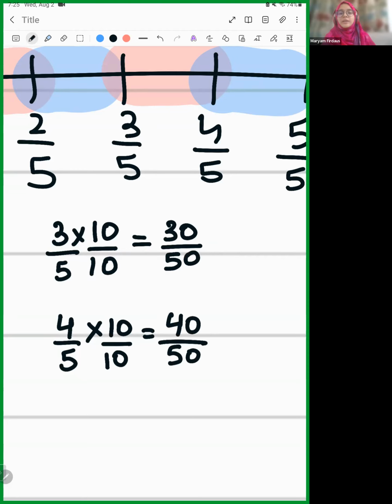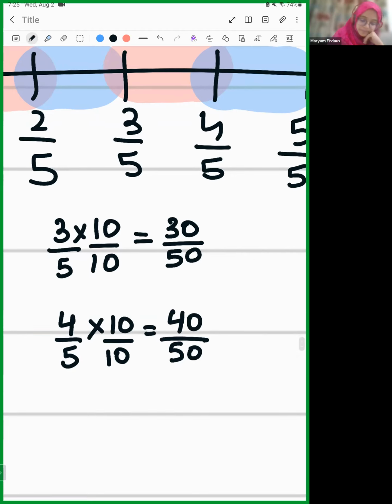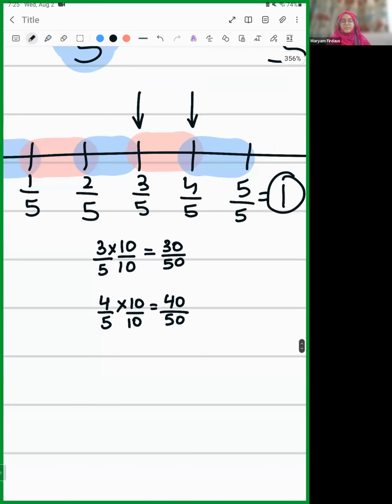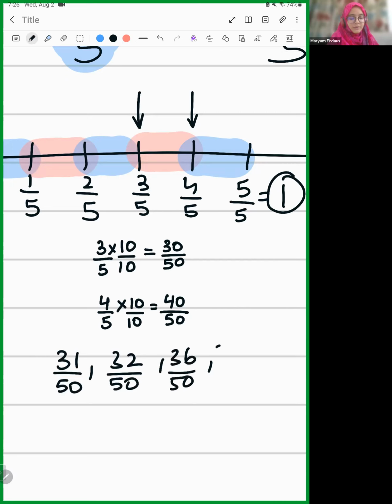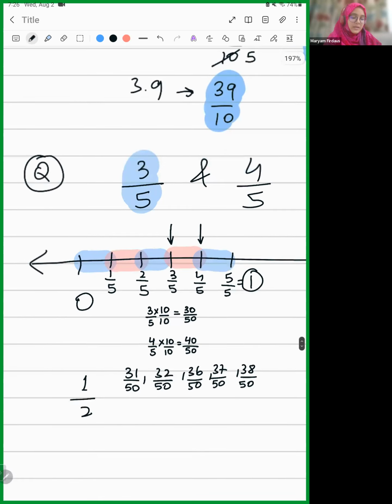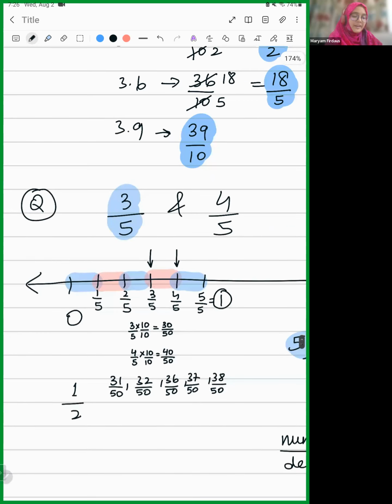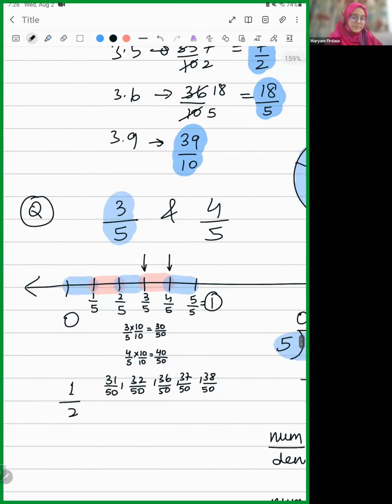Between 30 and 40, you can very easily find 5 rational numbers. Can you name some? 31 by 50, 32 by 50, and so on. So 31 by 50, 32 by 50, 36 by 50, 37 by 50, 38 by 50. You can take any other numbers in between as well. So these are 5 numbers between 3 by 5 and 4 by 5.